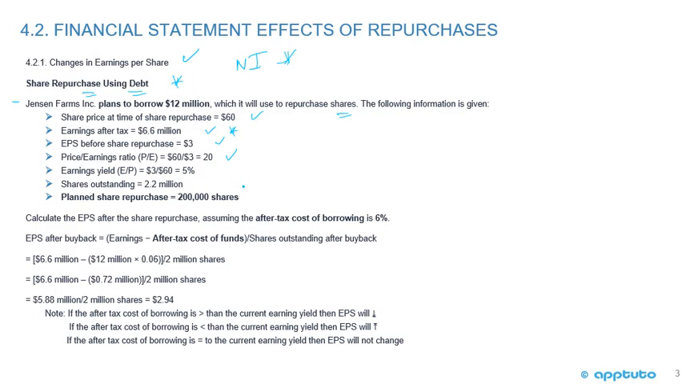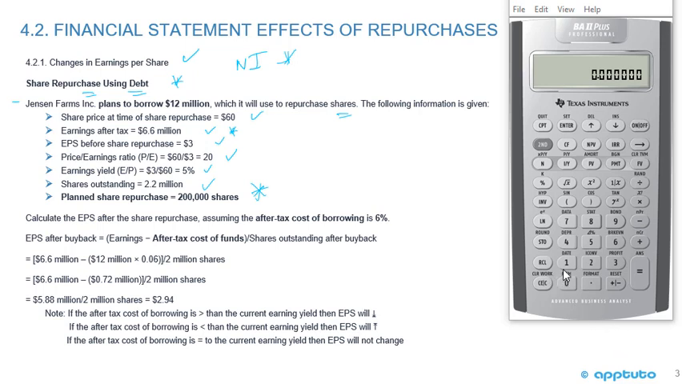The earnings yield, which is the earnings per share divided by the share price, equals 5%. The shares outstanding is 2.2 million, and so the planned share repurchase is 200,000 shares. So just bring up the calculator quickly. We can do that calculation. We can see the company is going to borrow 12 million, and they're going to use that to buy back their shares at the current market price of 60. So 12 million divided by 60, and you can see they're going to buy back 200,000 shares, okay?